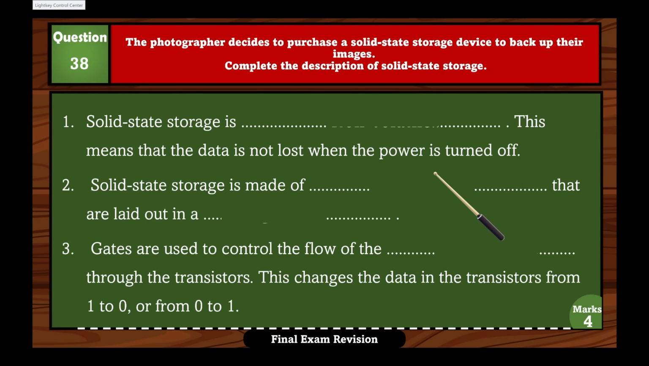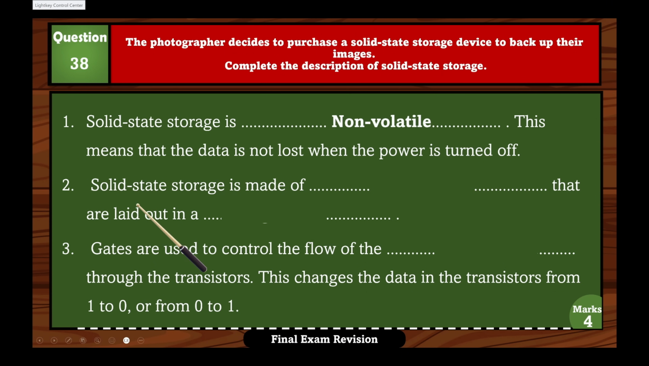So first one is what? Solid-state storage is dash. This means that the data is not lost when the power is turned off. So we have two types of storage. One is called the volatile storage and the other one is called the non-volatile storage. Volatile storage stores the data only when it has power, for example, the RAM. On the other side, the non-volatile storage can store data if there is no power. So solid state storage is a non-volatile storage.